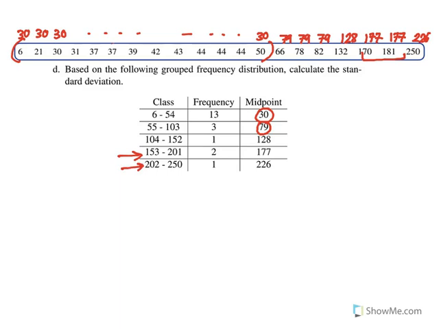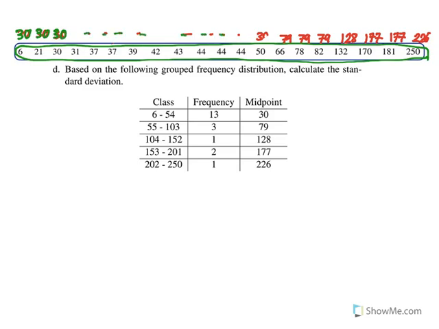So in other words, this means that our data now, instead of having the numbers that we were given initially, this list of numbers, instead of them, now the numbers are 30, 30, 30, 13 times until the last 30, and then 79, 79, 79, 128, 177, 177, 226. Now we ignore all these numbers and replace them by the midpoints.